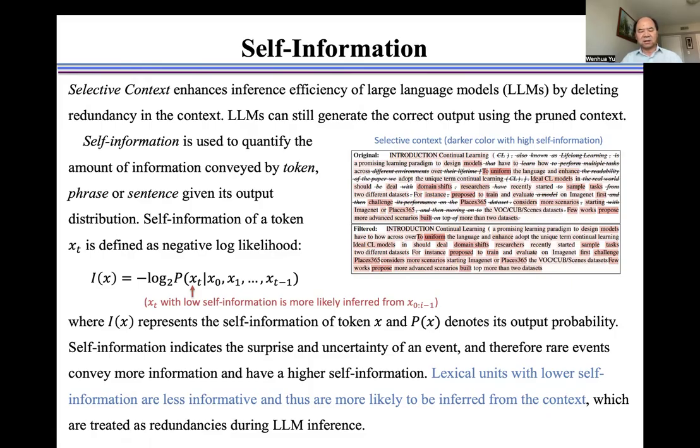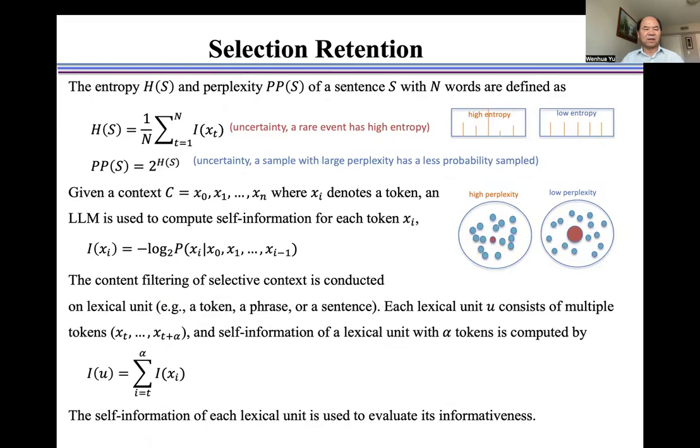Self-information indicates the surprise and uncertainty of an event, and therefore rare events convey more information and have a higher self-information. Lexical units with lower self-information are less informative and thus are more likely to be inferred from the context, which are treated as redundancies during large language model inference.